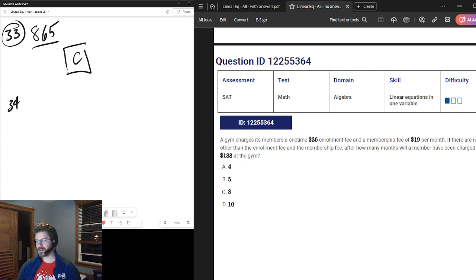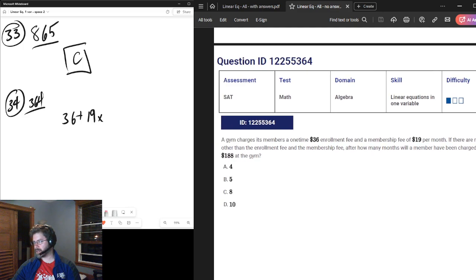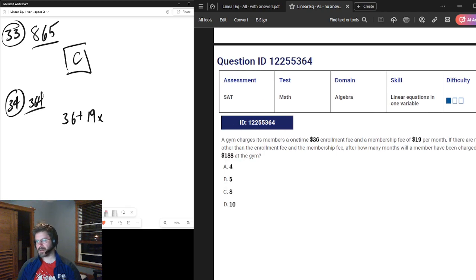We got question 34. Jim charges a one-time $36 enrollment fee. We should understand that in the context of a linear function to be the y-intercept. So 36 plus a $19 a month fee. If there are no charges, probably no charges other than the enrollment fee and the membership, how many months will a member have been charged a total of $188? So 36 plus 19x equals 188. Now it's just a matter of isolating x.